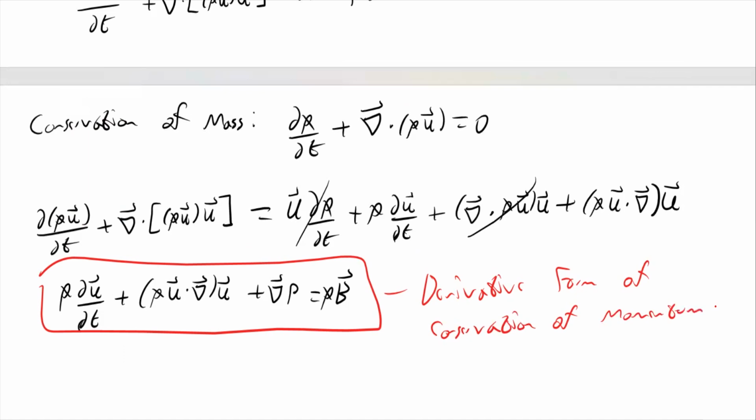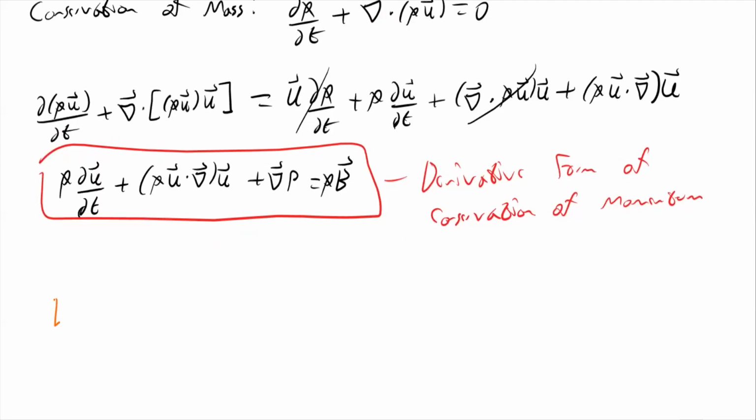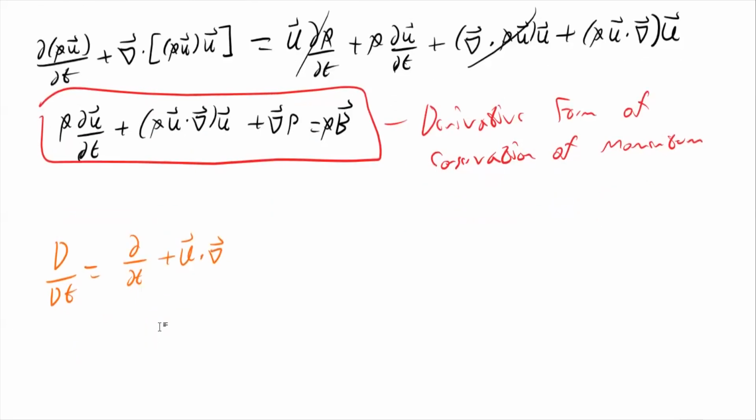Now, you could also write this in terms of, I believe it's called a total derivative, given by capital D Dt, which is equal to the partial derivative with respect to t plus u dot the gradient, which then you could use to write the derivative form of the conservation of momentum as such.